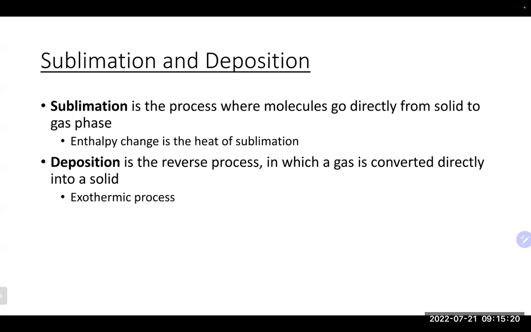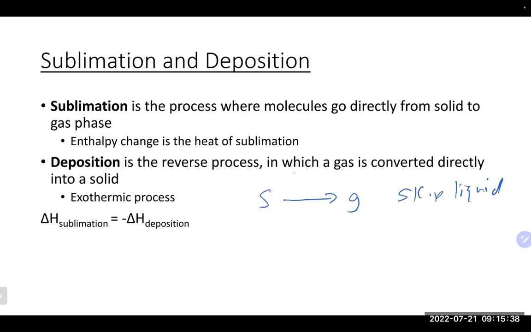Now, the last couple of transitions that occur with substances are known as sublimation or deposition. Sublimation is the process where we go from solid directly to gas. We skip the liquid phase. And deposition is going from gas back to solid, skipping the liquid phase. So that's sublimation, and that is deposition occurring here.